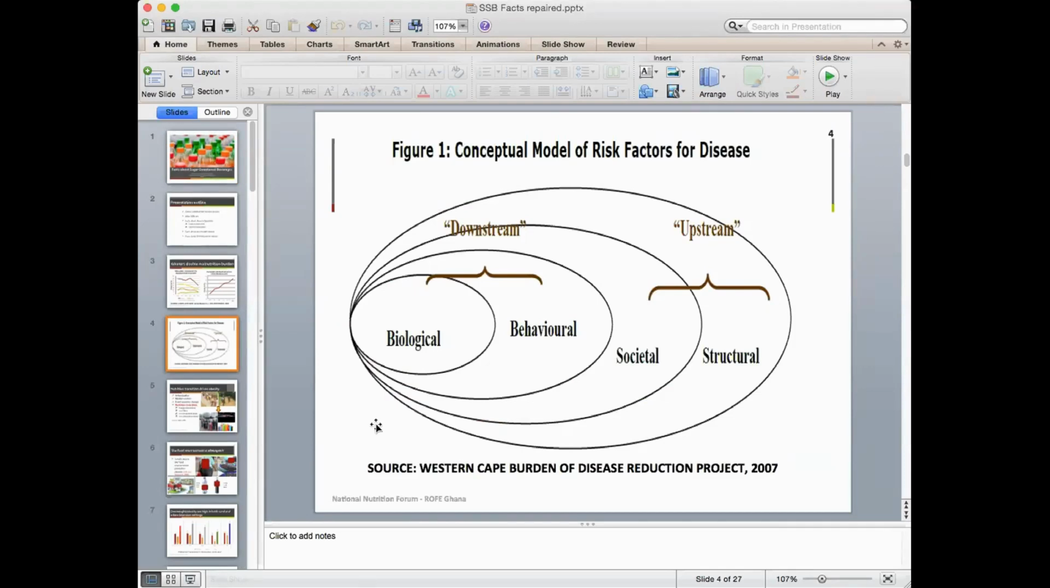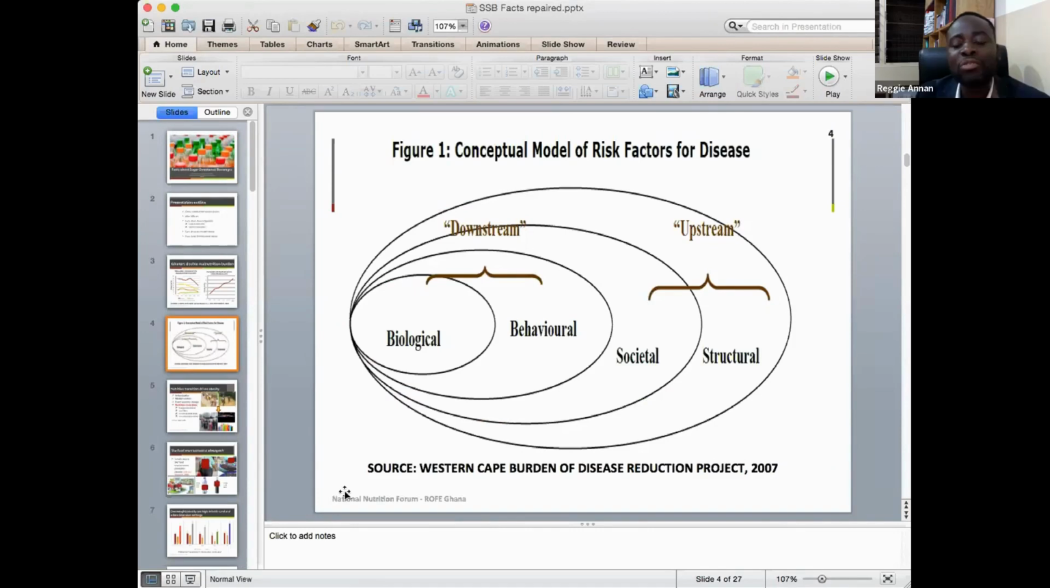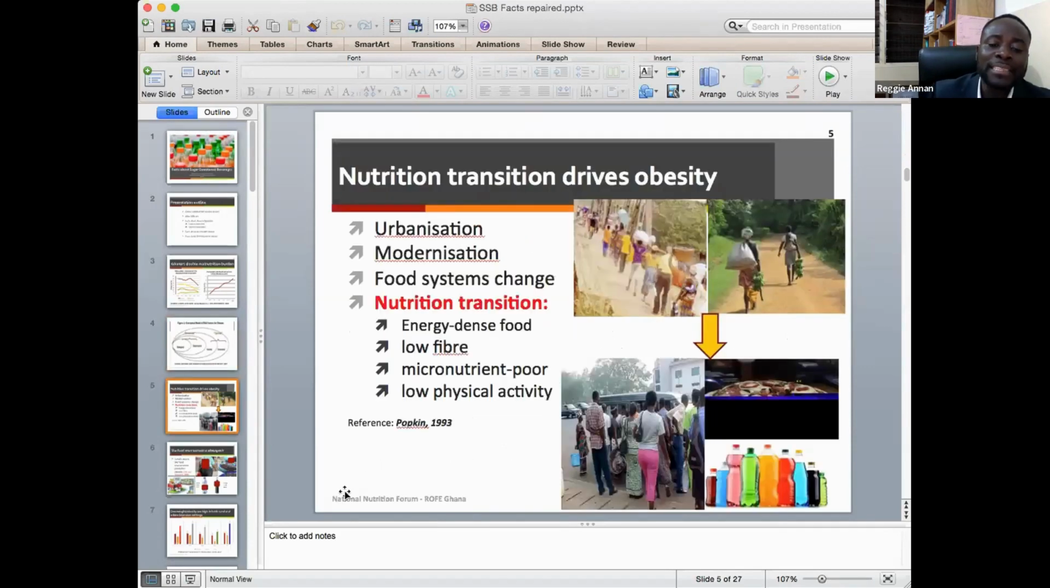Okay. So I was talking about the downstream and upstream factors, and I was just saying that the societal and structural factors, including food environments, usually are not things that people have control over, and they may be the reasons why diseases increase in the population, even though we always want people to change their behavior and do stuff about them.